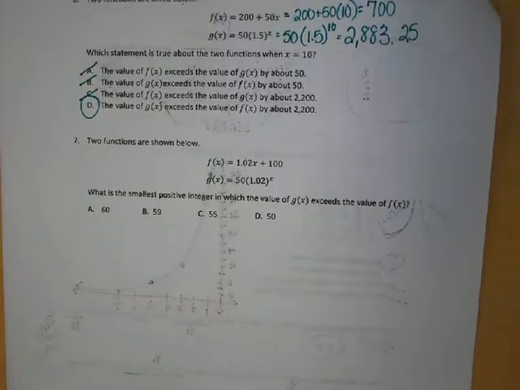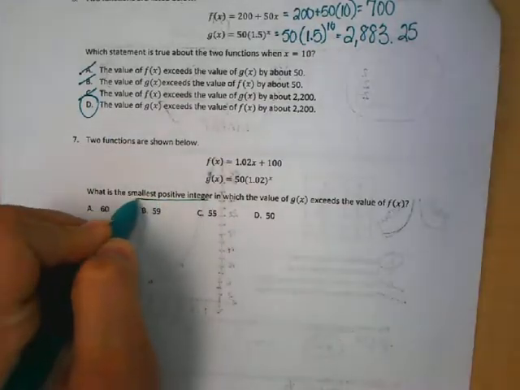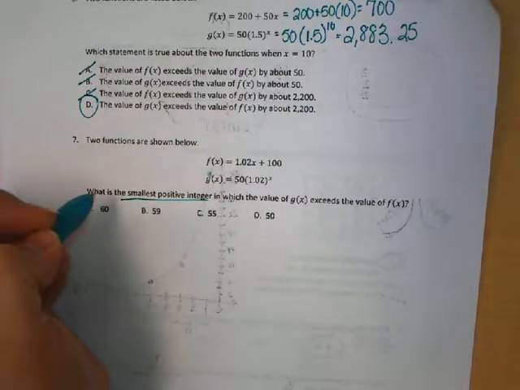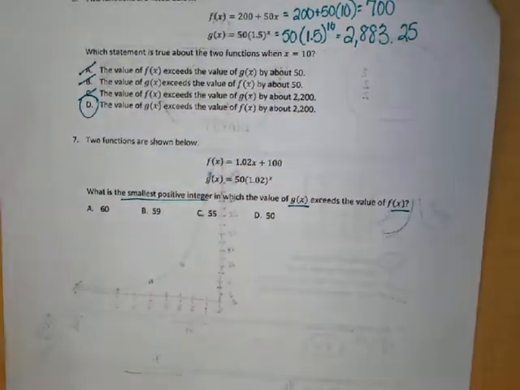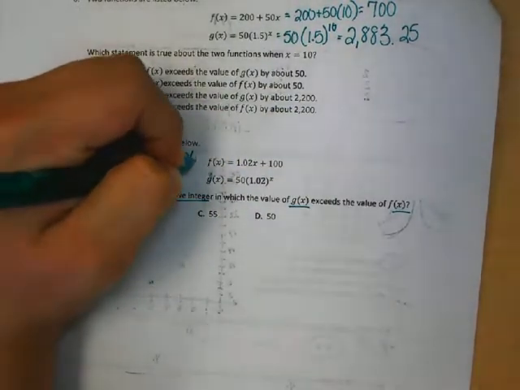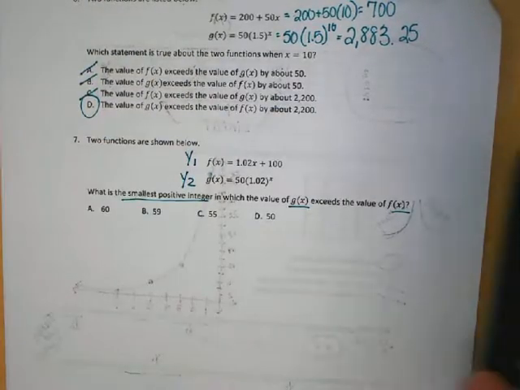All right, and last but not least, number 7, two functions are shown below. F of x equals 1.02x plus 100, and g of x equals 50 times 1.02 to the power of x. So once again, I'm trying to find which number makes g of x exceed f of x. So I'm going to say that f of x is my y1, g of x is my y2. So go into our calculator.